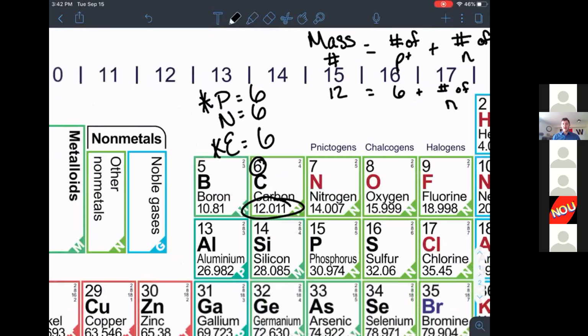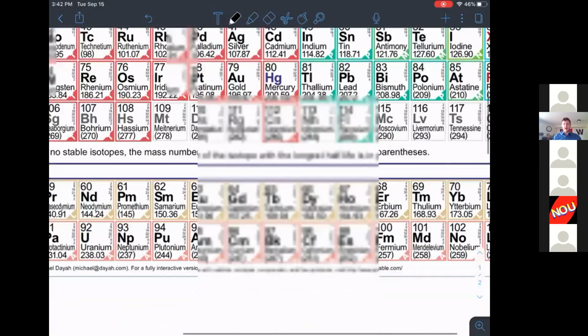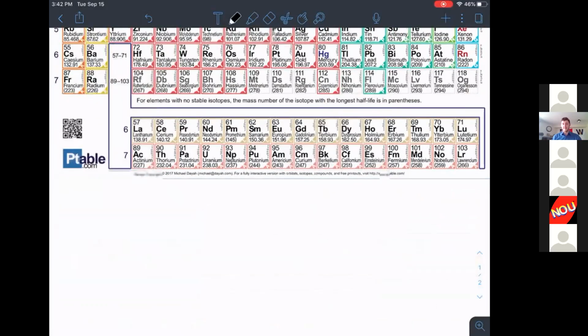So now that we know that information, the first thing we draw when we draw our Bohr model is going to be what? The nucleus. So we're going to draw our nucleus, and we're going to put what 2 things inside the nucleus? Number of protons and neutrons. Protons and neutrons. Perfect. So we'll put our 6 protons and 6 neutrons.